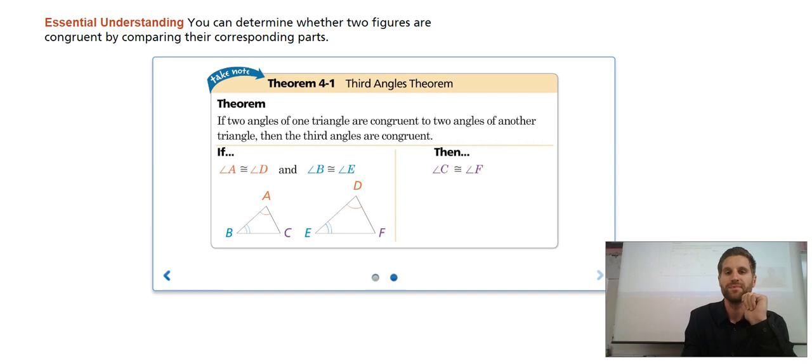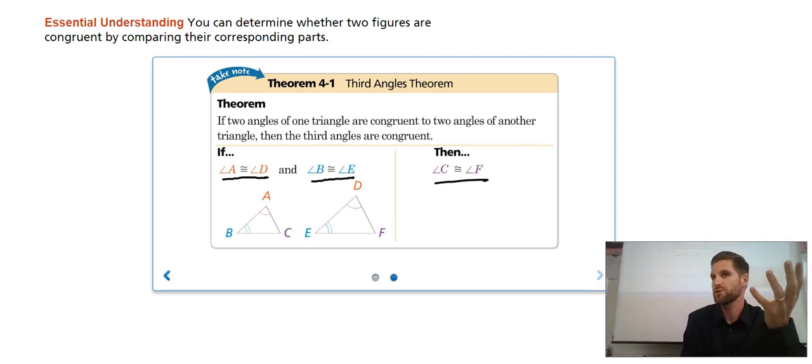Let's take a look at our other key concept from this lesson, which is the third angles theorem. This theorem right here basically states if A and D are congruent, then B and E are congruent, so we have two sets of congruent angles, we know the third set's going to be congruent as well.